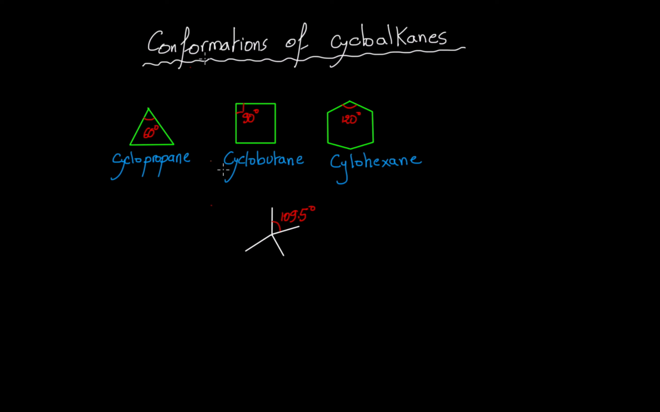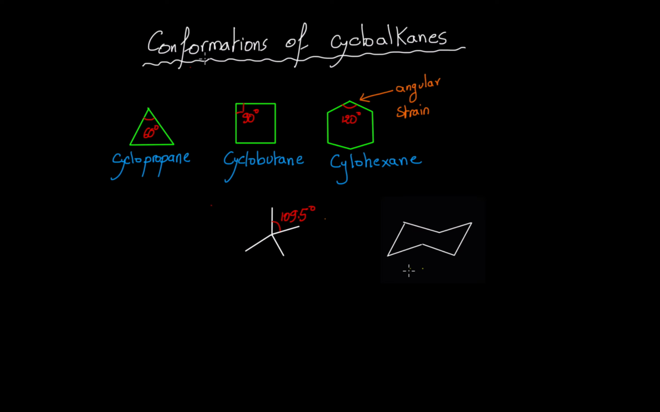Therefore, these shapes will be affected by a strain which is called the angular strain. The angular strain will decrease the stability of these shapes, and therefore these will not be the lowest energetic shapes. In reality, cyclohexane adopts a puckered conformation, which is more stable than any other possible conformation, and this puckered conformation is what we call the chair conformation.